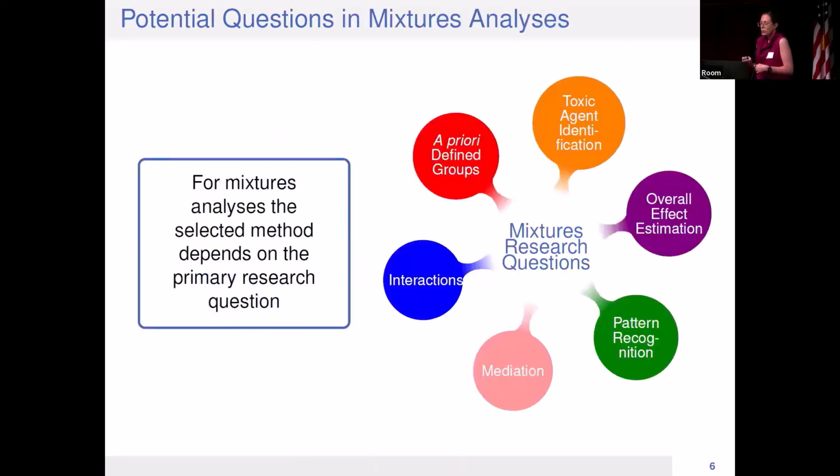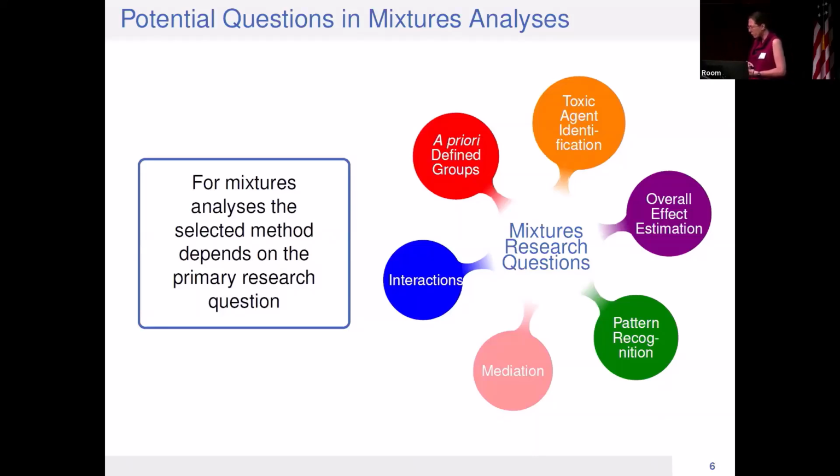The most important thing when it comes to mixtures analysis is what do we want to know? What do we want to learn from this mixture? Depending on our research question, we will identify different methods that may be more or less appropriate for our research question. Because when you have 10, 15, 100, a few thousand exposures to work with, you can ask many different questions. And my colleagues, collaborators, and I have been thinking of what these potential questions might be.